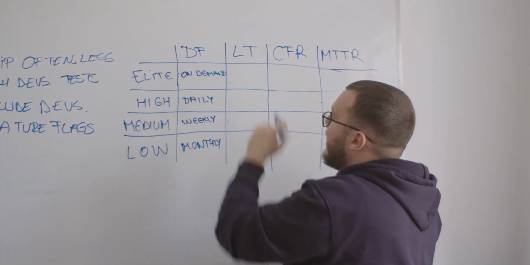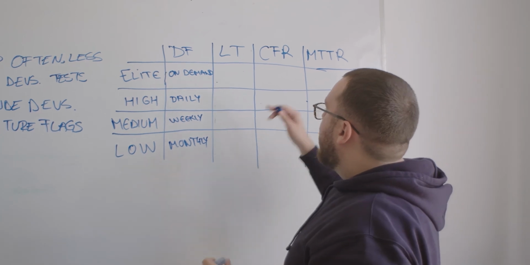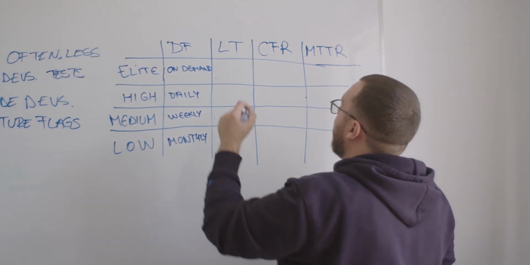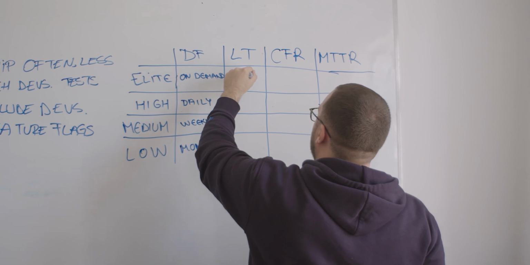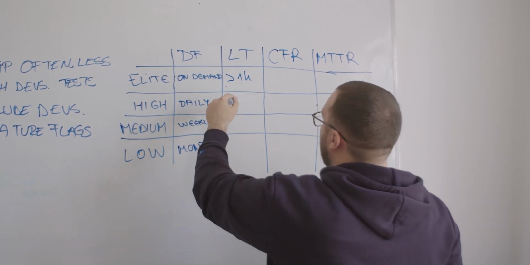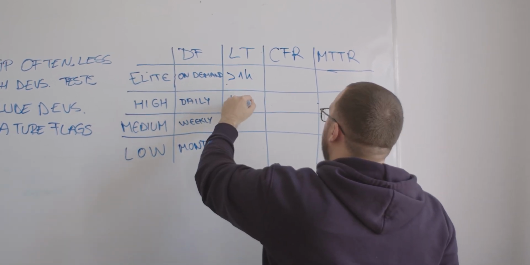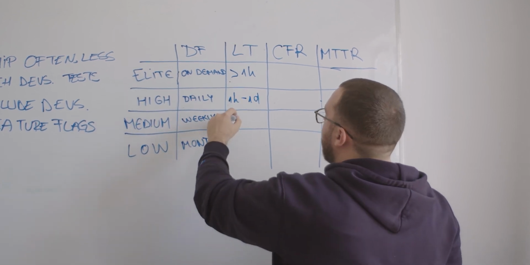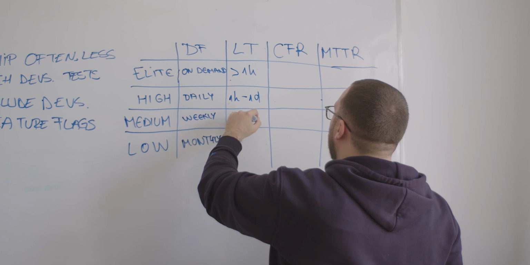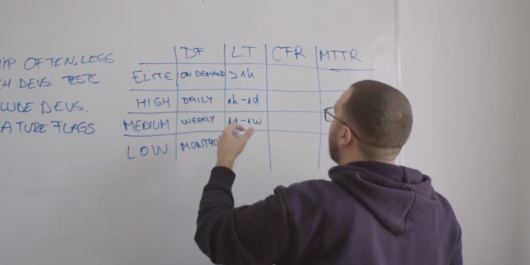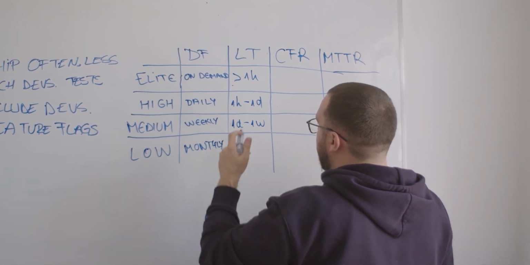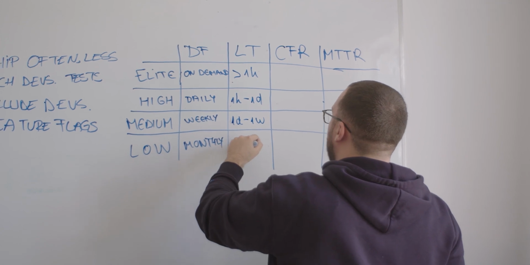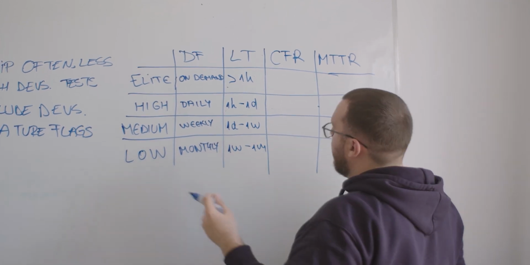Now, for lead time, elite performing teams deploy in less than 1 hour. High performing teams deploy between 1 hour and 1 day. Medium performing teams deploy between 1 day and 1 week. And low performing teams have a lead time of 1 week to 1 month or even more.